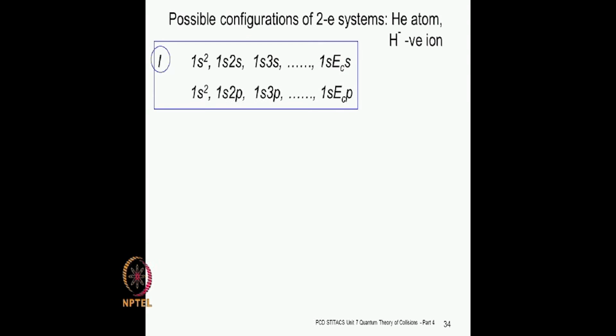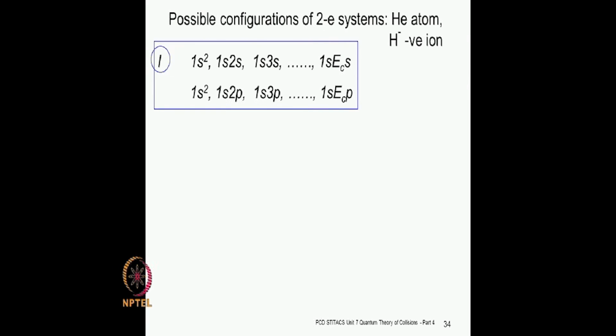Okay? So, you have the 2 electron system like the helium atom or the negative hydrogen ion, and let us consider some configurations. You can have 1s2, that is what would come to your mind. You may also have 1s2s for the 2 electrons, you may also have 1s3s, and you may also have 1s Ecs. Ec is a continuum energy. So, it can go into the continuum, and then you may have an infinite number of different possibilities.